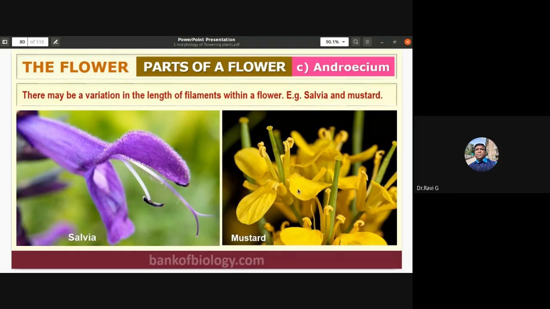In the mustard plant, they have 6 stamens, out of which 4 stamens have long filaments and 2 stamens have short filaments. So there is variation in the length of filaments within a flower. A very good example is the mustard plant. You can see 4 stamens are long, 2 stamens are short. So 4 long, 2 short.